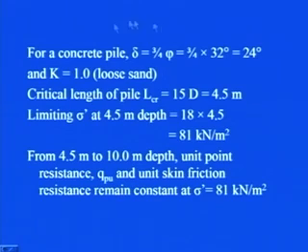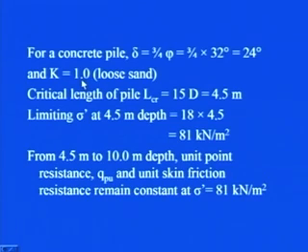For a concrete pile, you already know that delta, that is the angle of friction between the pile and the soil, is 3/4 of phi. Phi is 32 degree, which results in delta equal to 24 degree. Then it is loose sand, so K corresponding, I gave you standard tables in the last few classes, is equal to 1.0.